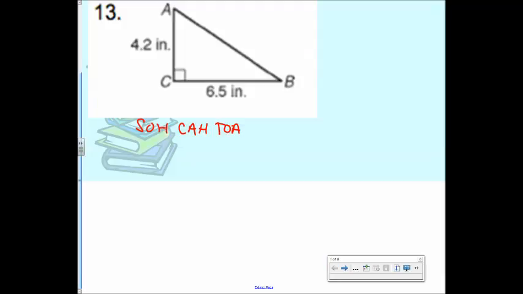What does this stand for? SOHCAHTOA. What does that stand for, though? Sine, cosine, and tangent. And sine is what? Opposite over hypotenuse. Cosine is? Adjacent over hypotenuse. And tangent is? Opposite over adjacent.